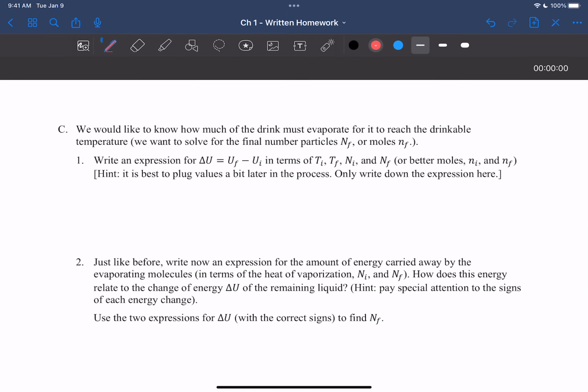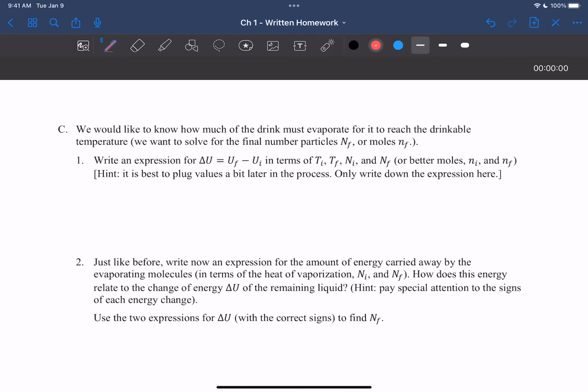All right. So, I'd like to know how much of the drink must evaporate for it to reach the drinkable temperature. We want to solve for the final temperature or final number of particles, NF, or moles, NF. So it says write an expression for delta U equals UF minus UI in terms of TI, TF, NI, NF. I think I'd prefer to write it with moles instead of molecules.